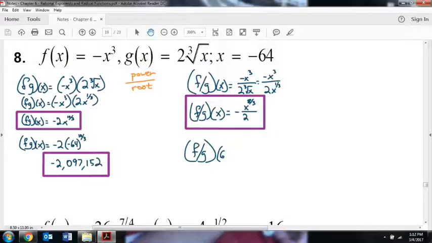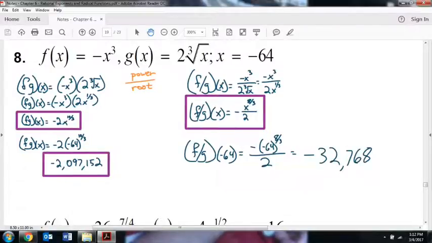Negative 64 equals negative 64 to the 8 thirds divided by 2. So this time I'll do negative 64 to the 8 thirds, and I'll divide it by negative 2, and we get negative 32,768. And so that is your answer for number 8. Cool? All right, number 9.